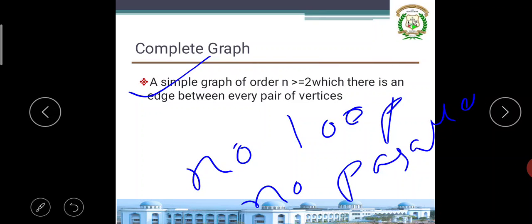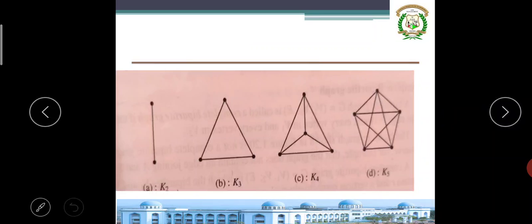Okay, next: there is an edge between every pair of vertices. These are all examples of a complete graph. The main thing is the name should be written. This is A, this is B. In the first graph, A and B are the two vertices. There is no loop and no parallel edges, and there is a connection between all vertices. A to B, there is an edge. No doubt, it is a complete graph. Okay. Next, this is a complete graph. Next, this graph.